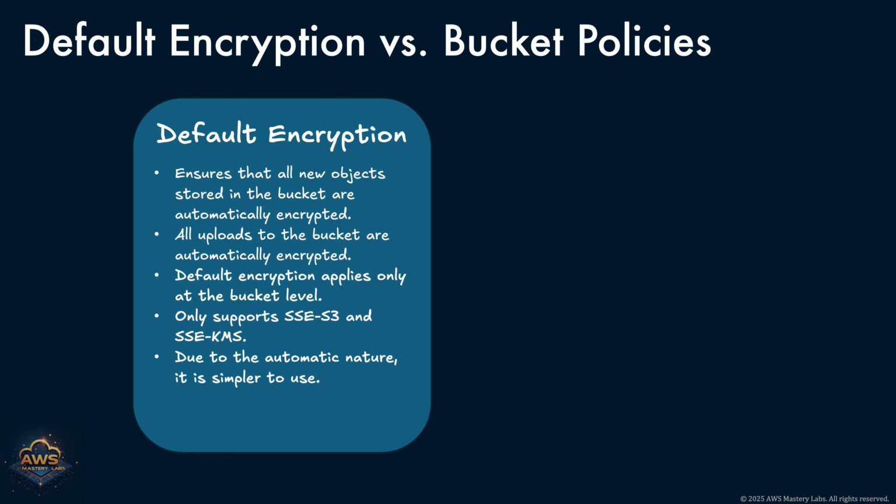a uniform security posture. Default encryption provides a simple yet effective way to ensure that all objects uploaded to a specific S3 bucket are automatically encrypted without requiring users or applications to explicitly request encryption during upload. This setting is configured at the bucket level and enforces encryption on every new object stored in that bucket.